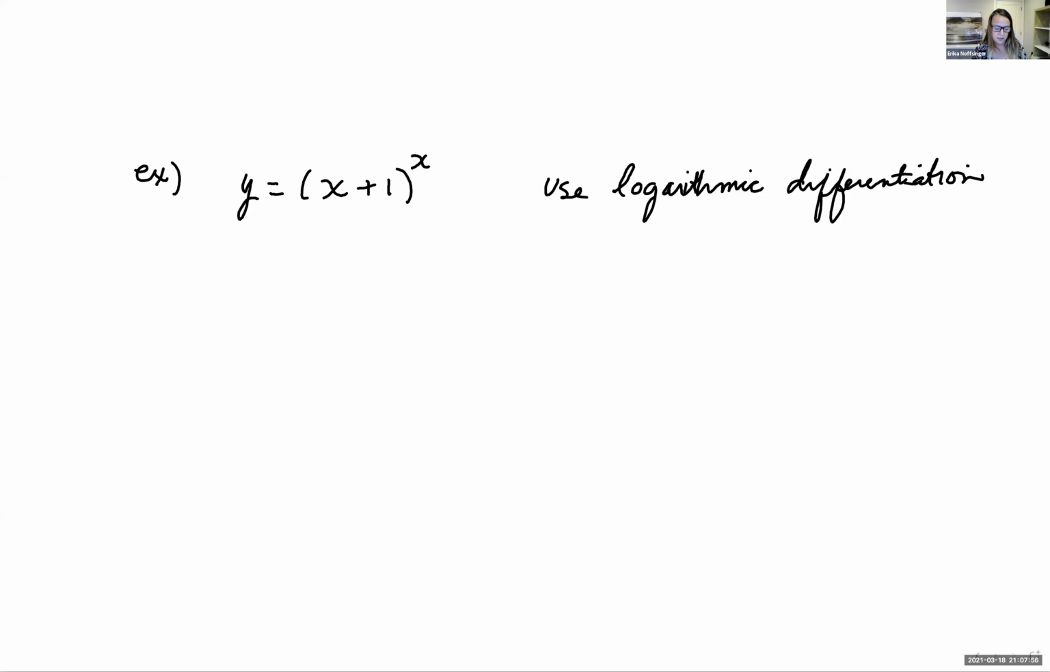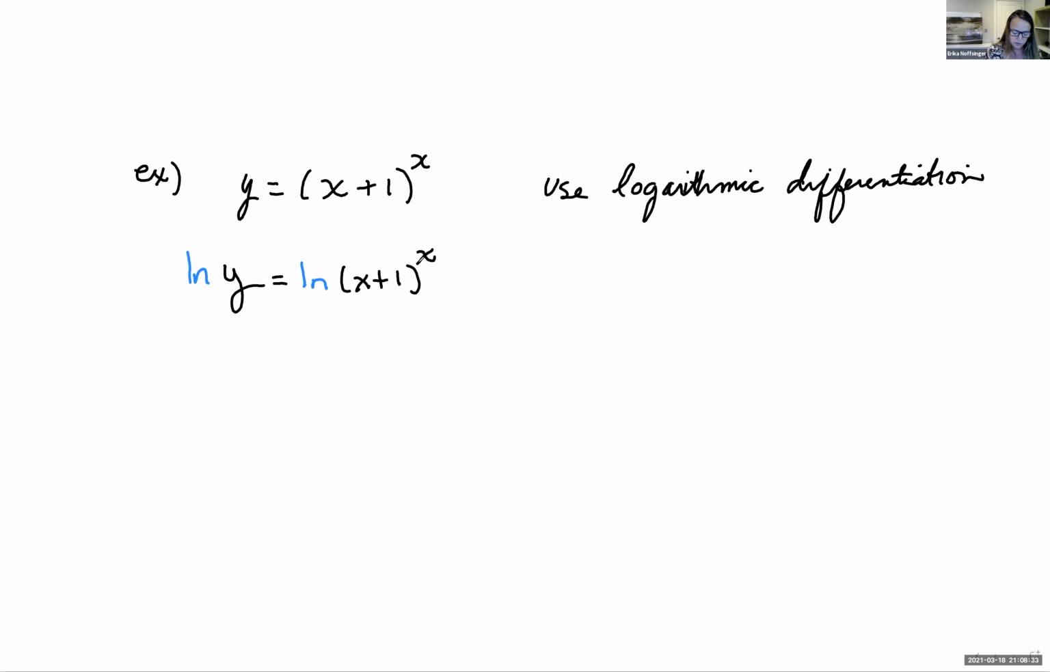So we want to use logarithmic differentiation to find the derivative of y equals parentheses x plus 1 in parentheses that's raised to the x power. So we can take the natural log of both sides. It's so much easier to take the natural log, as we found, because it's just easier when we're taking the derivative than a log of some other base. So do something to one side of the equation, we can do it to the other side. And so we have the natural log of y is equal to the natural log of x plus 1 all raised to the x power.